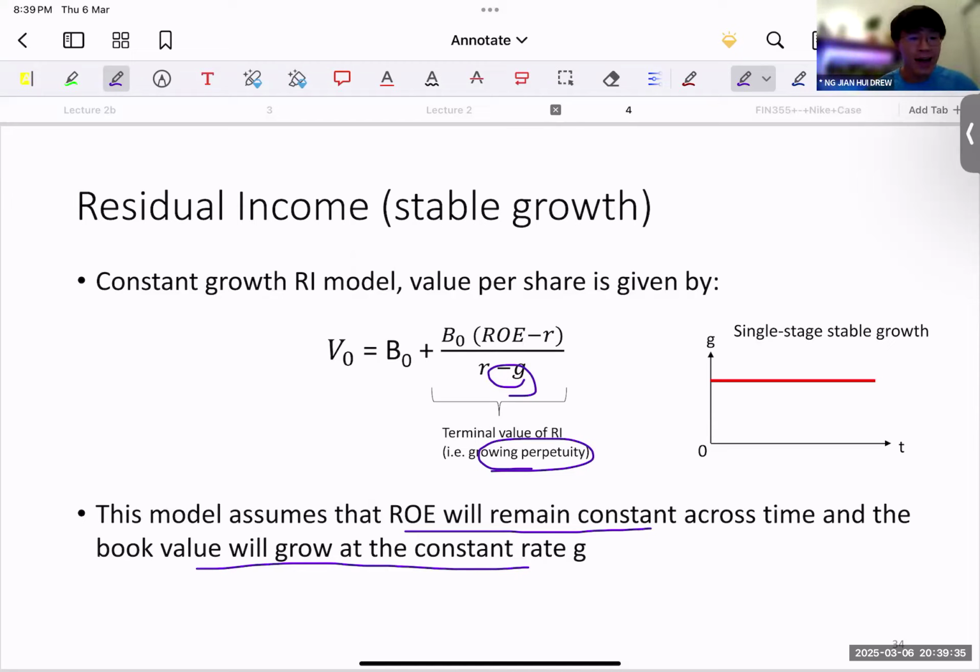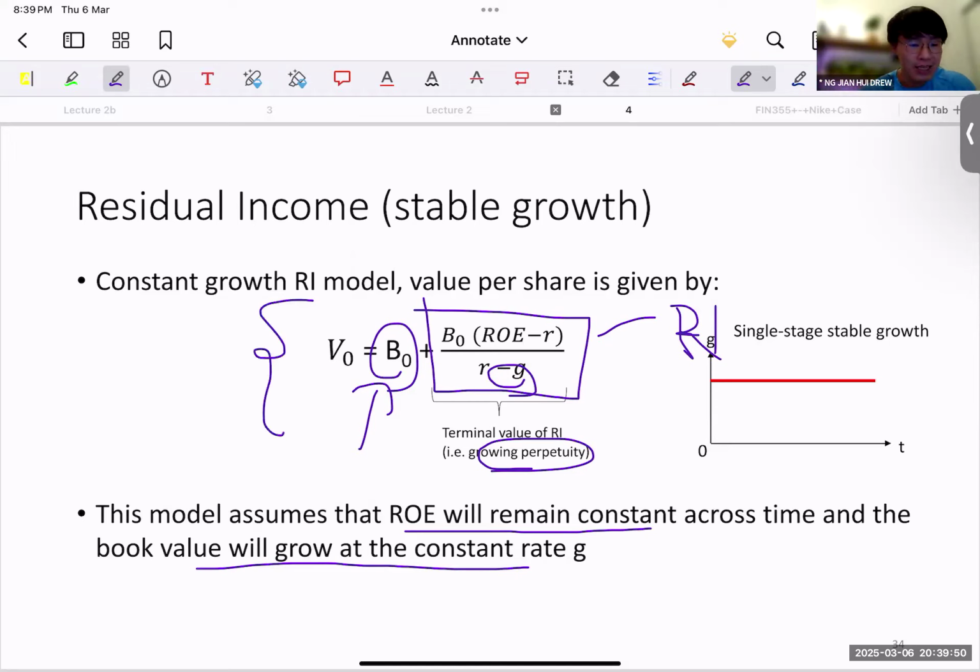At this point, I want to highlight again, your RI calculation, residual income, is this component here. This is your book value based on your balance sheet, and this entire model is called your RI model. So your RI model basically consists of two parts: your book value, which is your balance sheet, and then your calculation or summation of RI.